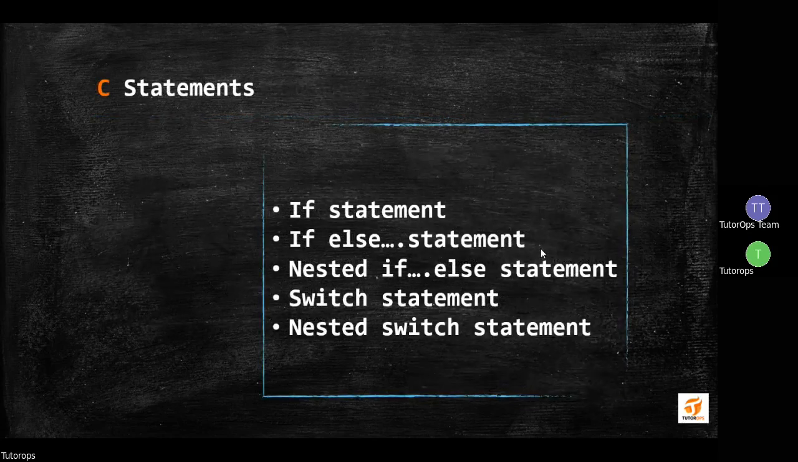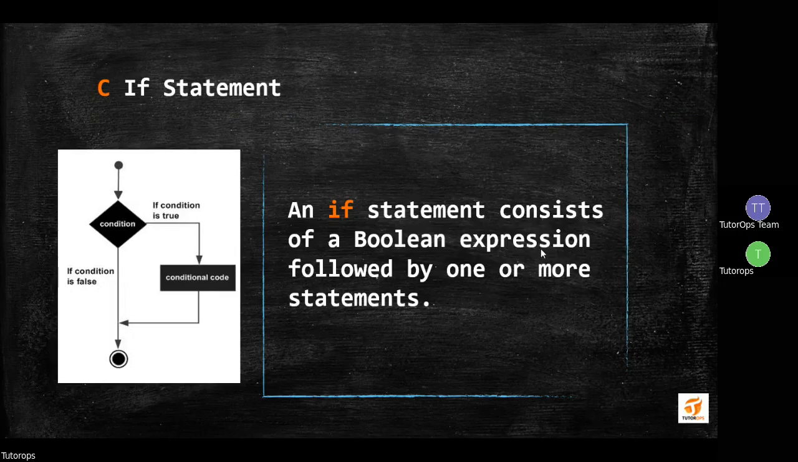C statements consist of the if statement, if else statement, nested if else statement, switch statement, and nested switch statement. So let's start with the if statement. An if statement consists of a Boolean expression followed by one or more statements. This is the flow diagram of the if statement, and you are putting one condition here. If the condition is true, then your code will run this piece of code. If it is false, then it will not run this code. It will directly go to the next line of code.